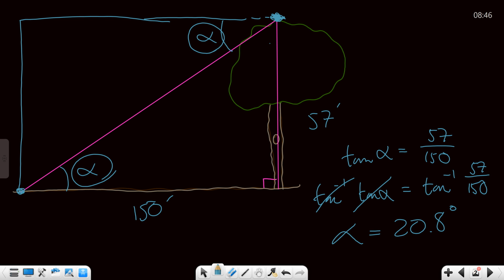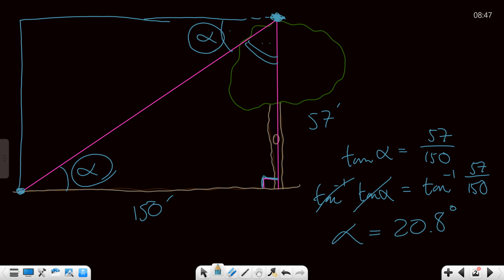The angle between this and that, how big is that angle? Or can you easily find that angle? Yeah, okay. Was it 69.2, right? All right, good. And again, the assumption here is that the tree is perpendicular to the ground.